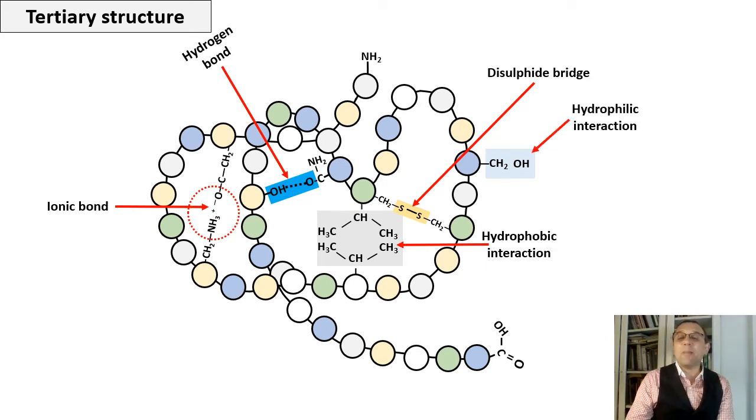Not to mention hydrophilic interactions, because biological systems are aquatic systems. And of course, each cell's cytoplasm contains a lot of water. So in each cell, we have proteins whose shape is also determined by hydrophilic interaction with the environment of the cytoplasm.